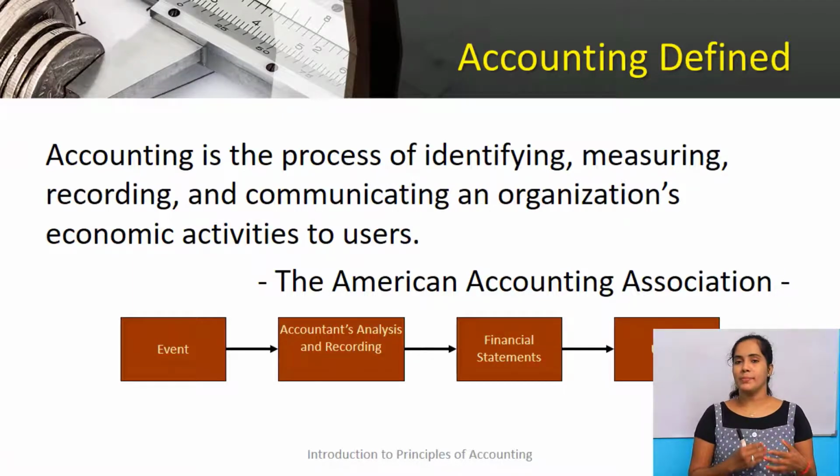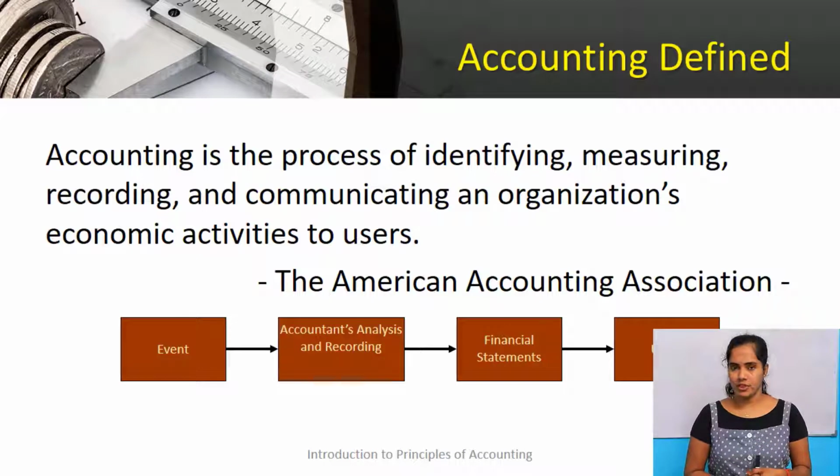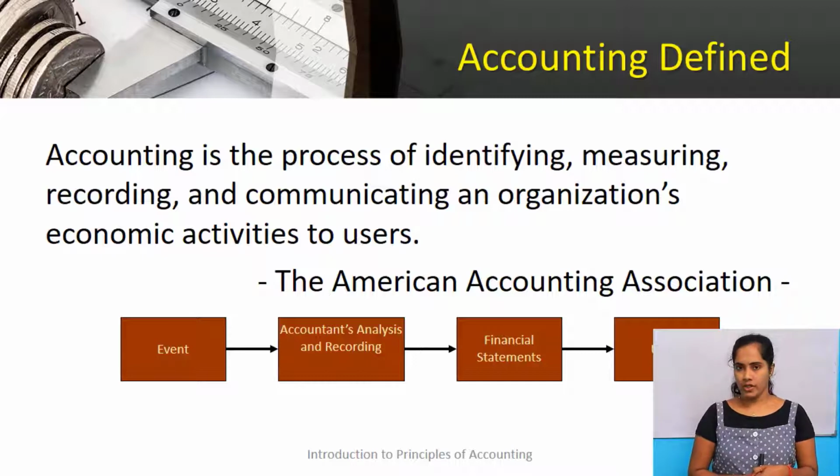So these published financial information help to take a wider range of economic decisions. This is the definition provided by the American Accounting Association. Here, let's see this diagram. There's an event. Within the organization, there are so many events. However, some are related with finance events, some are non-financial events.